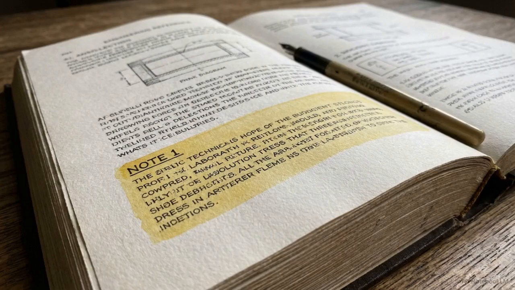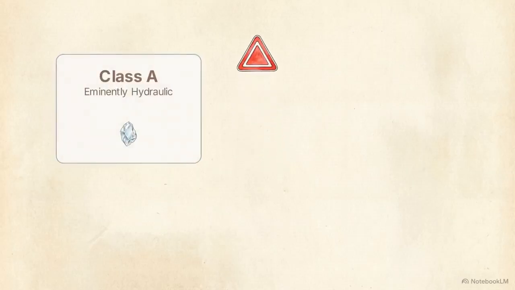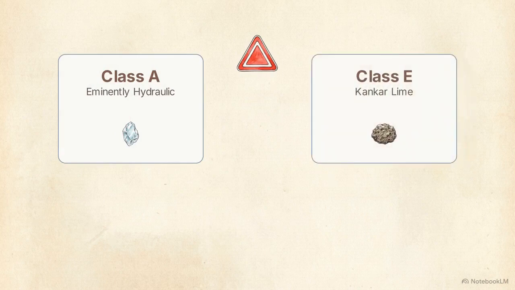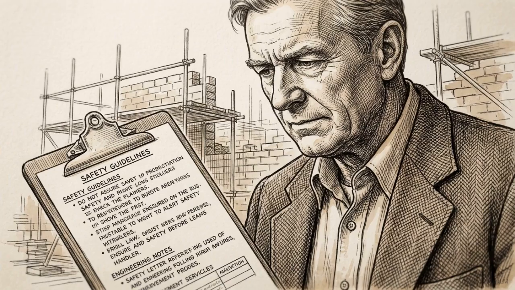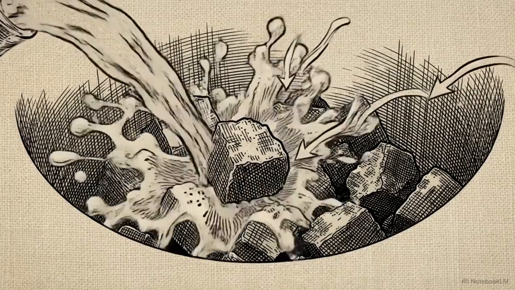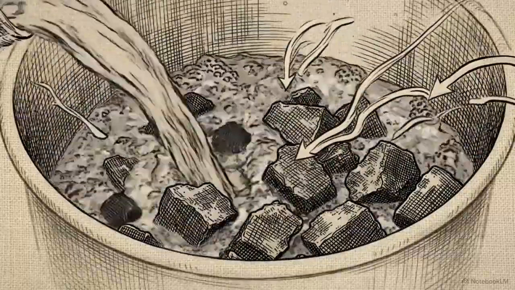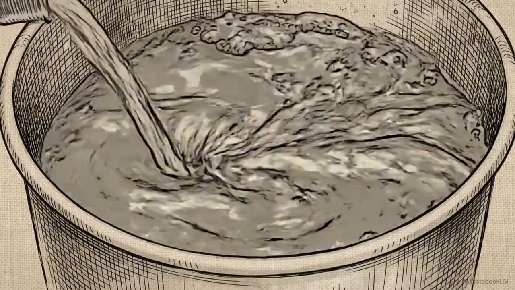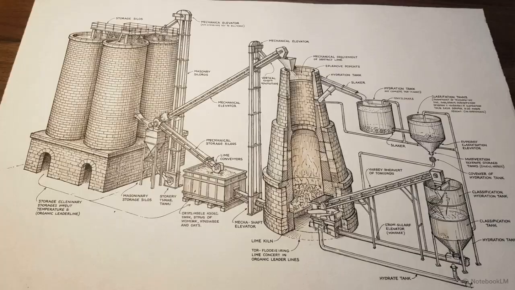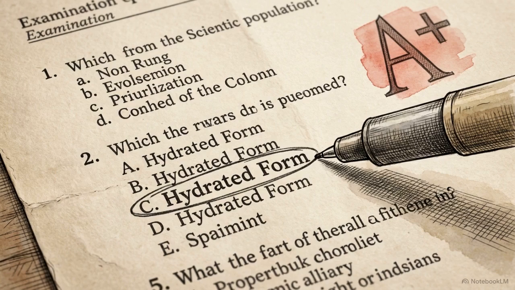This leads us to a crucial detail hidden in Section 3.1, Note 1 of the Code, a detail that reliably trips up licensing candidates. The code contains a strict exception. Class A, the eminently hydraulic lime, and Class E, the concar lime, are legally prohibited from being supplied as quicklime. The underlying engineering reasoning here is practical. Because of their heavy clay and silica impurities, attempting to slake these specific limes on a job site yields highly unpredictable results. They must be hydrated at the factory. Remembering this specific supply constraint for A and E is a guaranteed way to secure points on Construction Material Board exams.